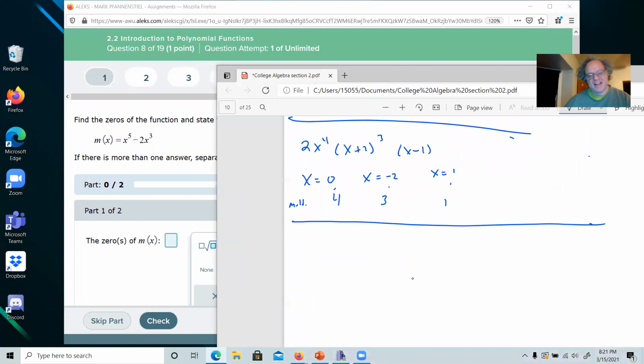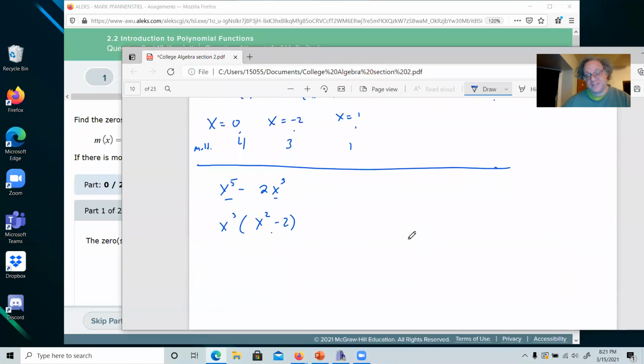So we have x to the 5th minus 2x cubed. Let's go ahead and factor that. So we're going to pull out an x cubed. We have an x squared minus 2. Okay. Now technically, this is a difference of 2 squares. I don't know if 2 is a square. It is: the square root of 2. So we have x cubed, x minus root 2, and x plus root 2. Okay. Both of these have a multiplicity of 1.